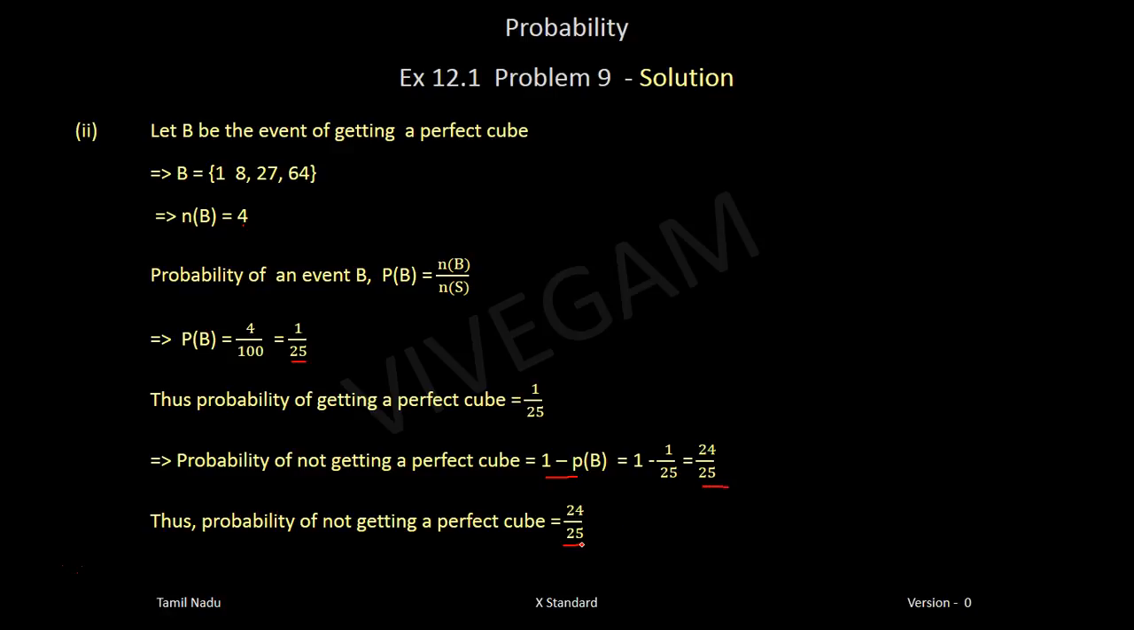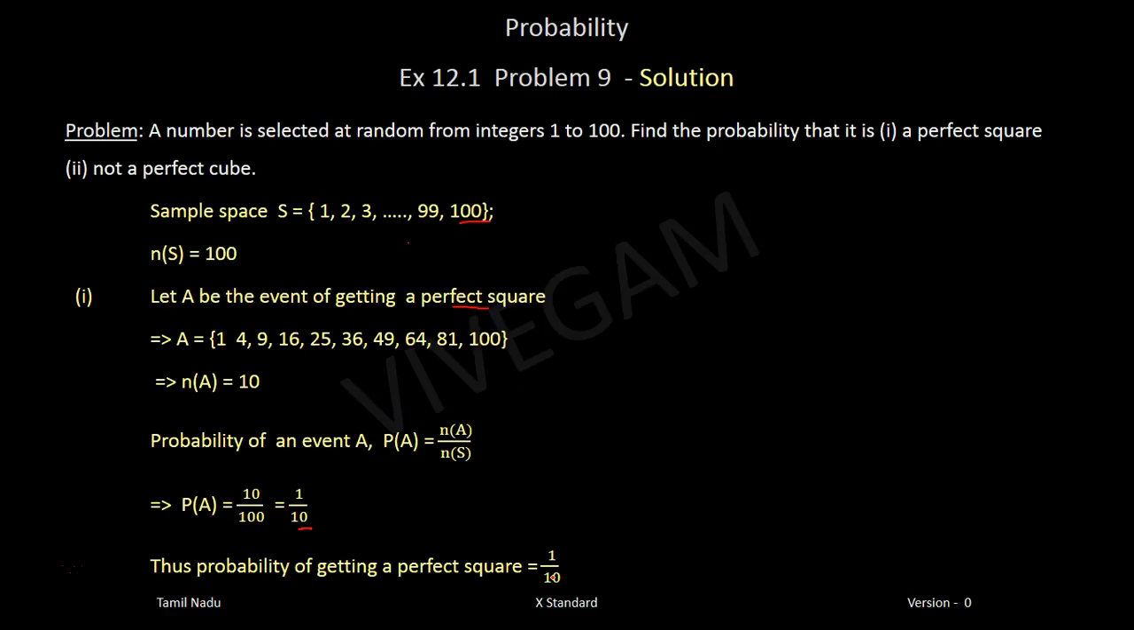So whenever they say not, it is a little difficult to find it directly. Easier to find for cube and then subtract that value from 1, you will get not a cube. Okay. Now let's say what is the probability of getting not a square? 1 minus 1 by 10. Because probability of getting a square is 1 by 10. Probability of not getting a square is 1 minus 1 by 10, that is 9 by 10.